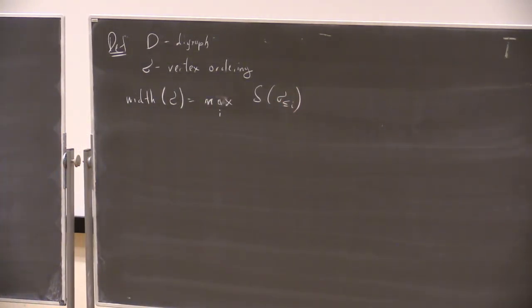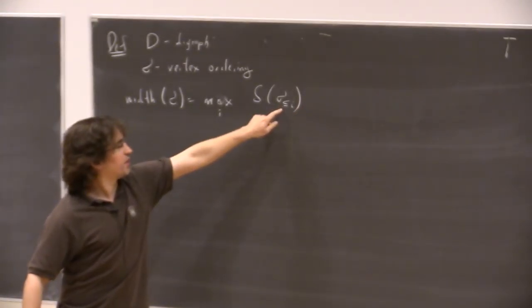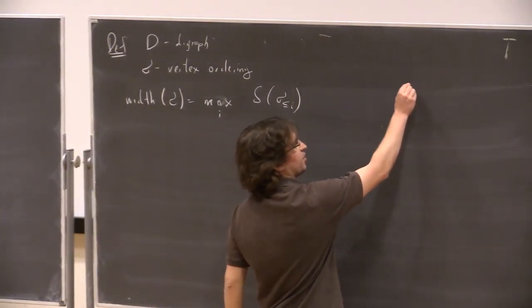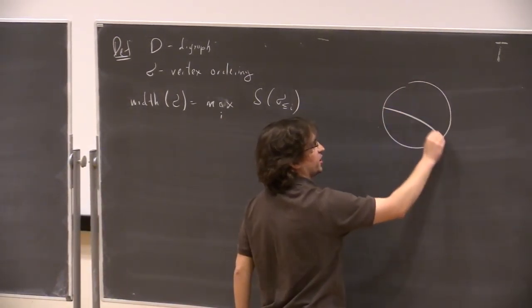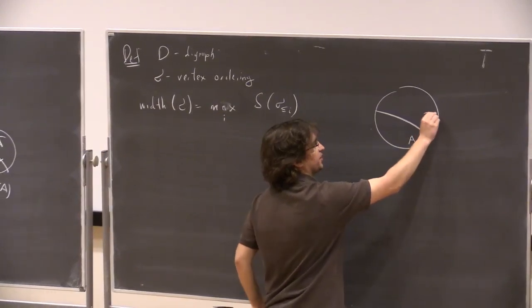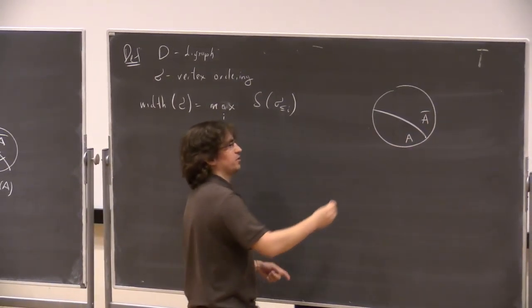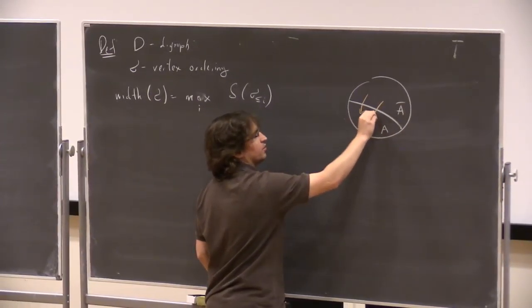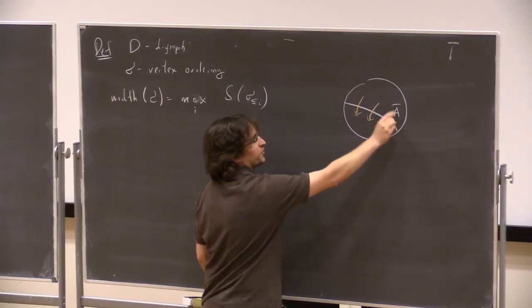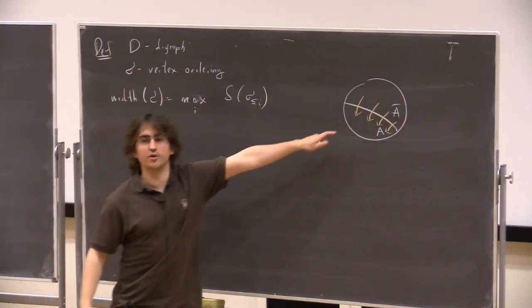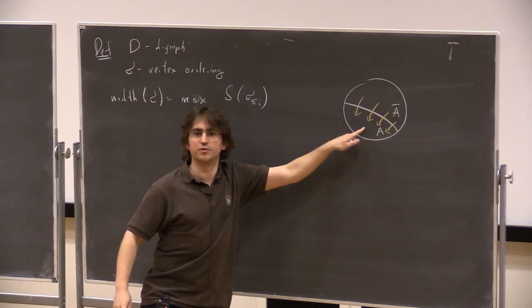Of the width of the cut between prefix and the corresponding suffix, where now, when defining this notion in directed graphs, whenever I have here A and the complement of A, I only count the edges with tail in the complement and head here. So edges that go from here to here.